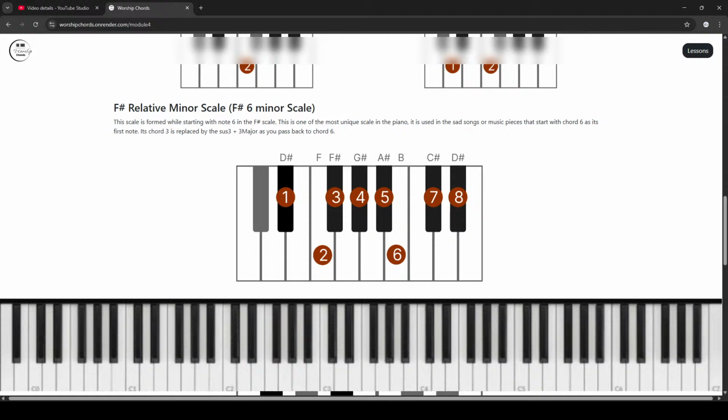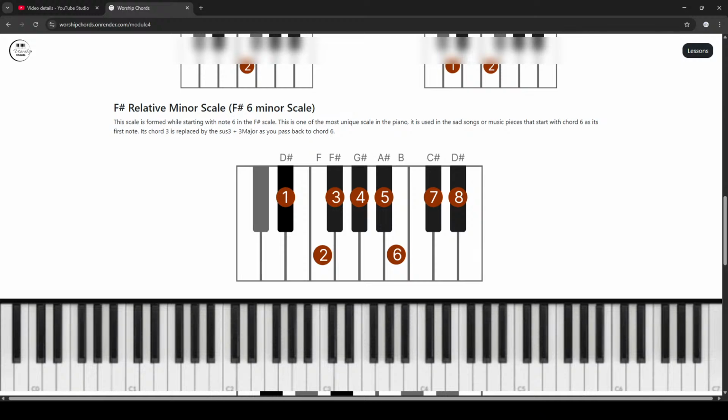So let's play the chorus. Jerusalem, peace be to you, and then note 4, chord 4, Messiah, then chord 1, then chord 2, then chord 3, then chord 6. Okay, so that's an example of a song that is in relative minor scale.